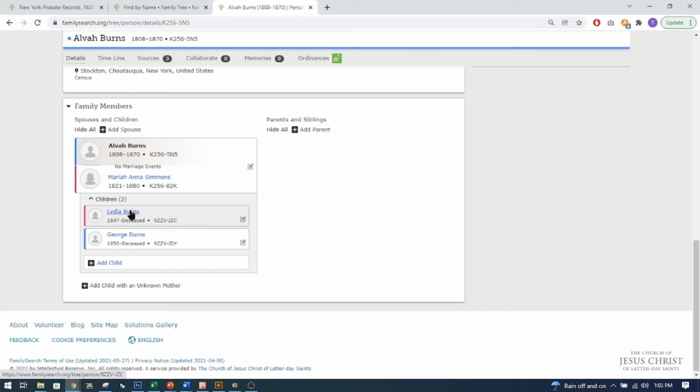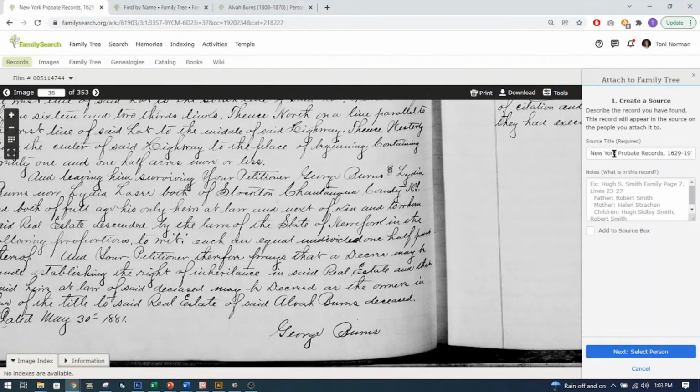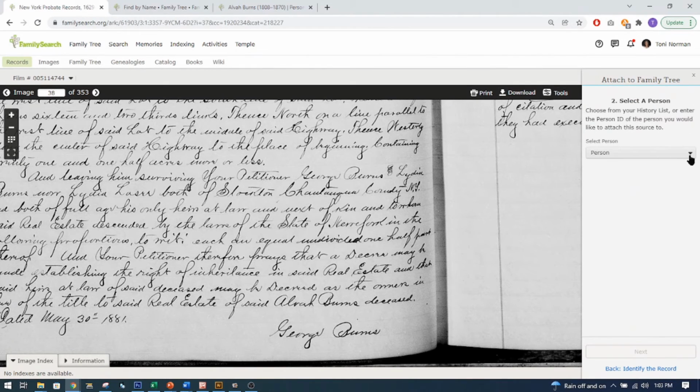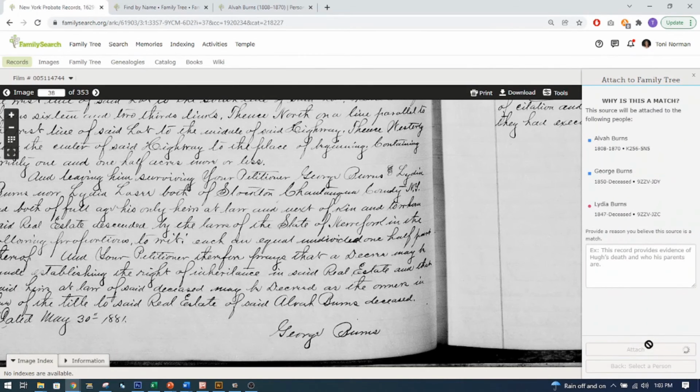And we have these two and their father. So I'm going to do his number just in case. Let's go over here, and we will attach this record. Heirship of Alva Burns, Chautauqua, I think that's New York. I might not have spelled that right. In 1881. Select person, and there he shows up. So we click on that, and Lydia and George Burns. And we say next. And attach that.